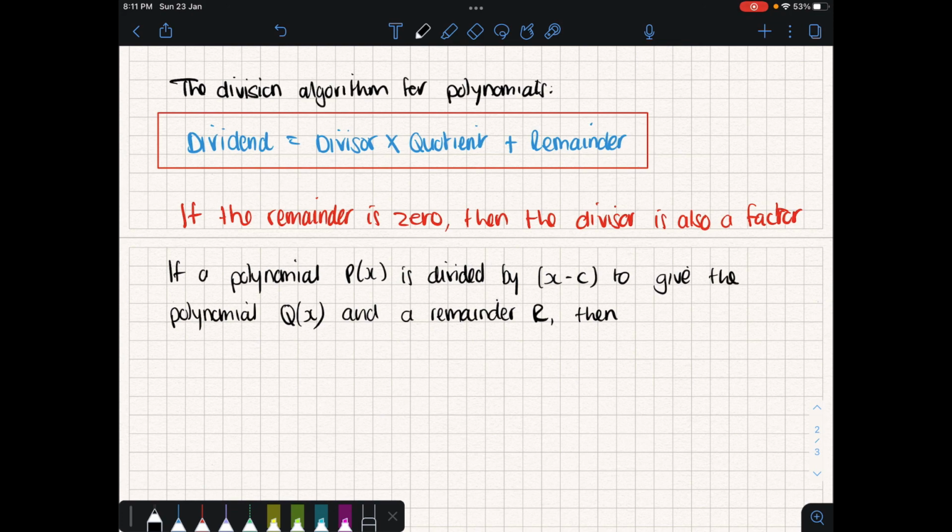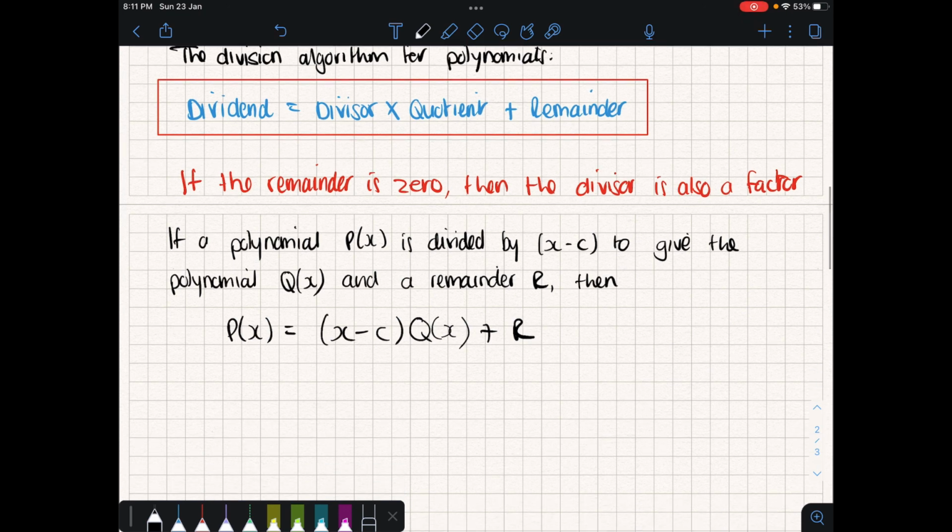Then how we would write that algebraically is p of x can be written as x minus c times q of x plus r. Okay, so we divide the polynomial by some linear factor and we get a quotient plus a remainder. So we know that this divisor is not a factor.